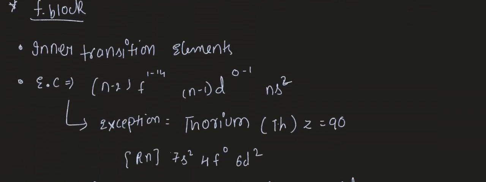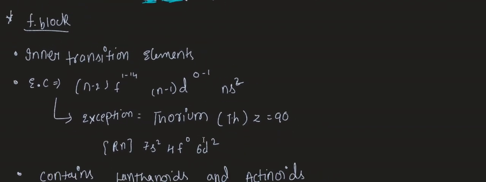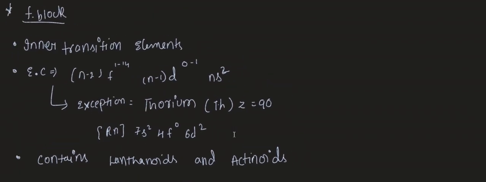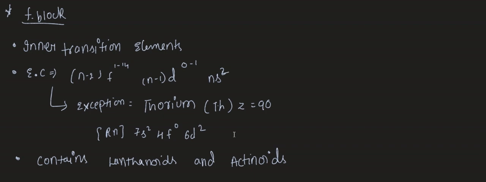F block. In the same way, F block also has one exception, which is nothing but thorium. You can see that it's not following the general electronic configuration. Clear till here? So the remaining part we are going to discuss in the next class.